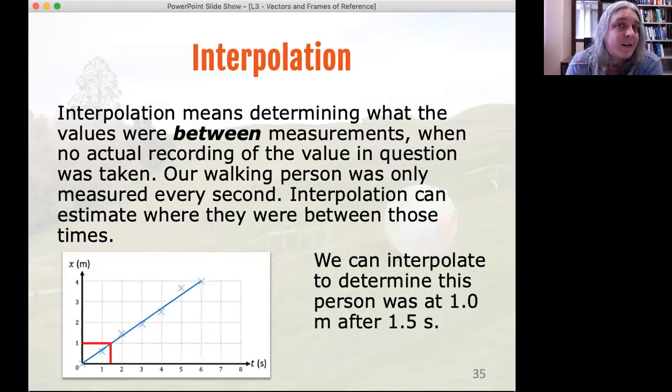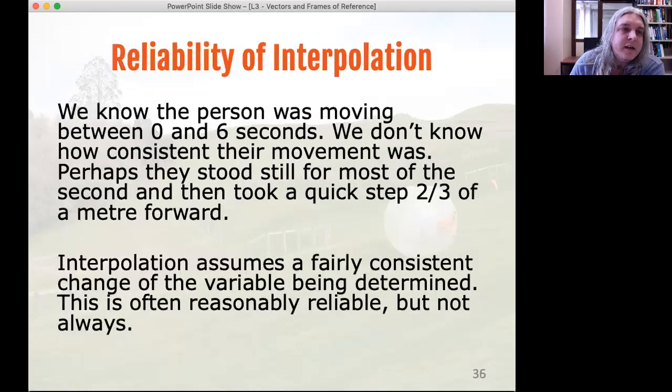Of course, we didn't actually measure it, so we don't know that because we didn't get a piece of data for it. But by interpolation, we can figure it out. Interpolation is usually fairly reliable, provided the system, whatever it was, is fairly consistent. In this case, we can see that the person is moving not perfectly steadily.